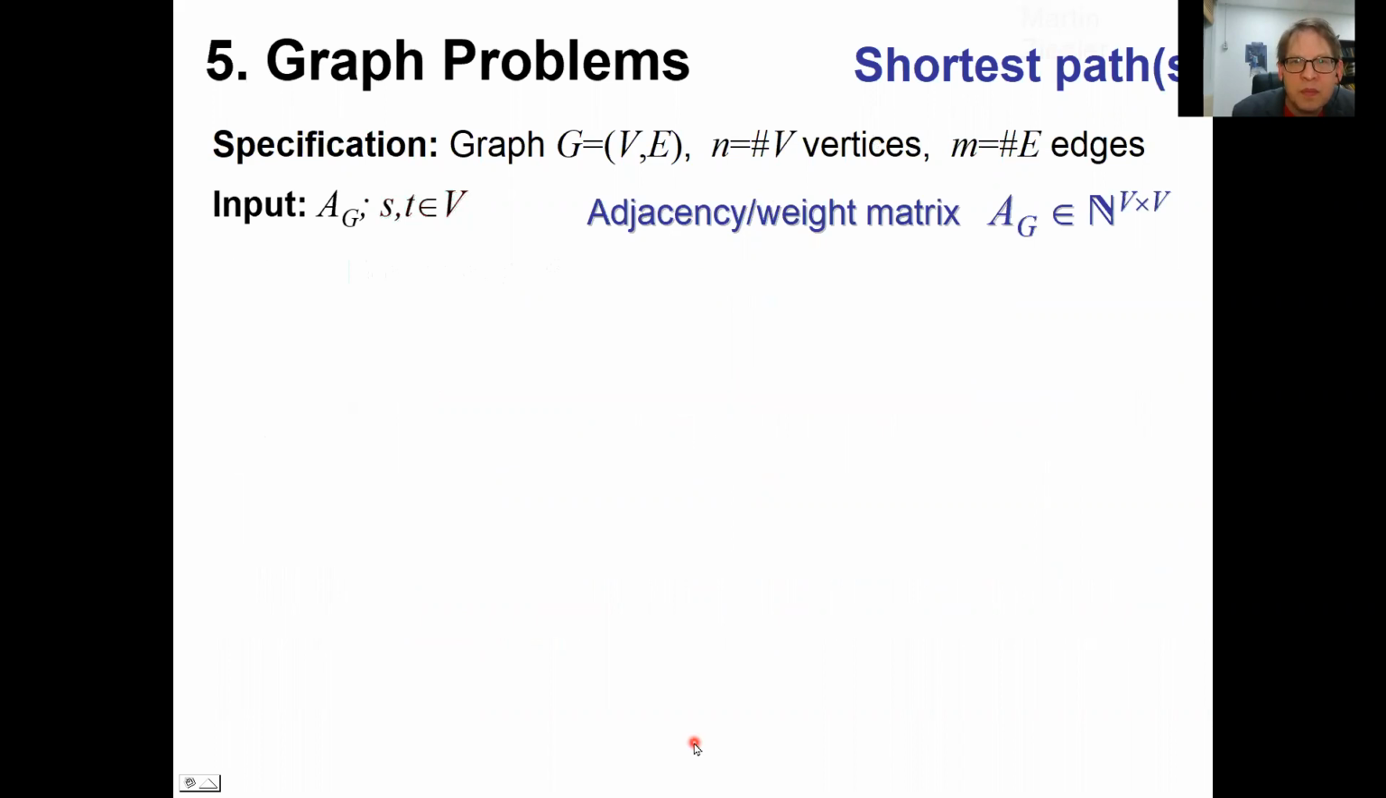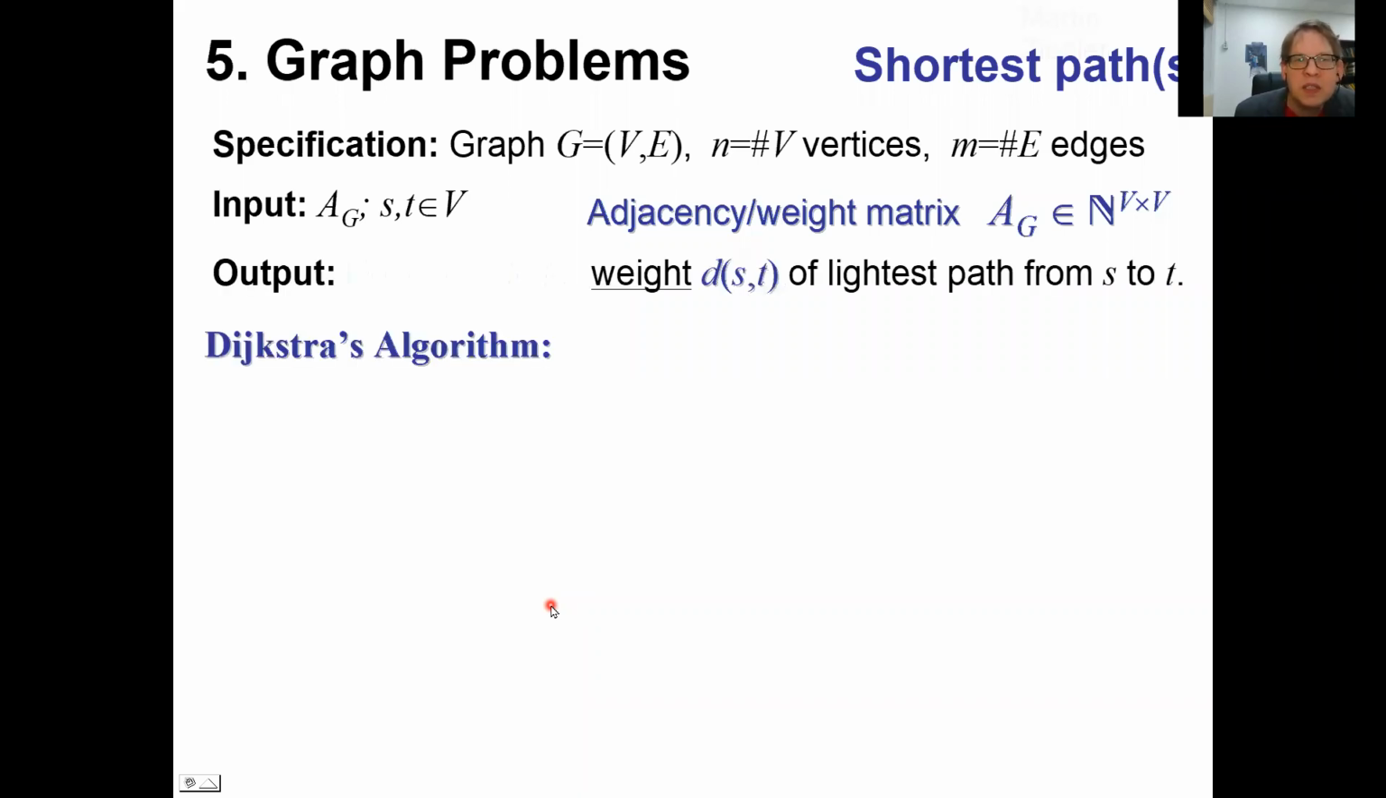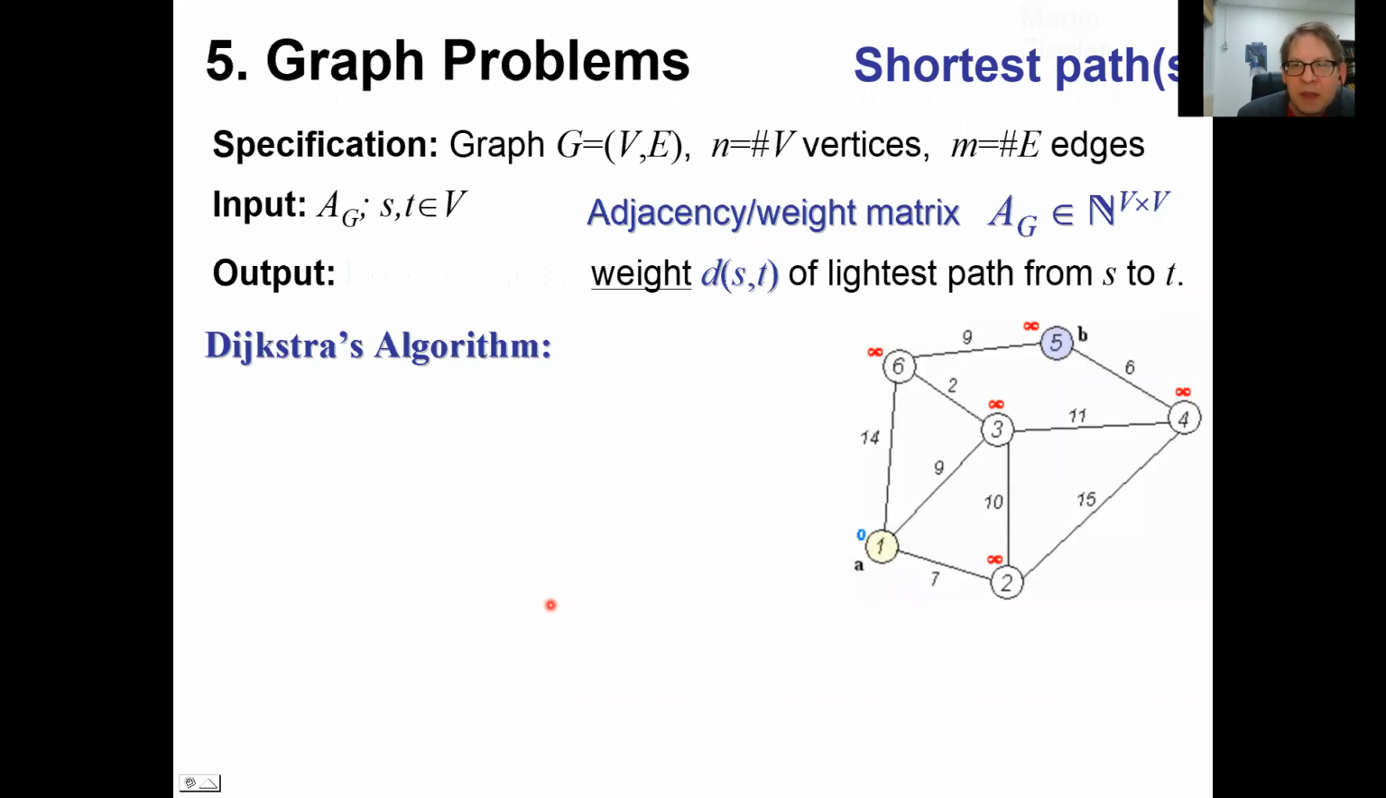Here is an algorithm for solving the first variant of the problem, where we have a fixed start and a fixed target vertex. This is called Dijkstra's algorithm, a classic algorithm. Yeah, this is a standard topic in introduction to algorithms. So let me try to provide some intuition behind this algorithm.